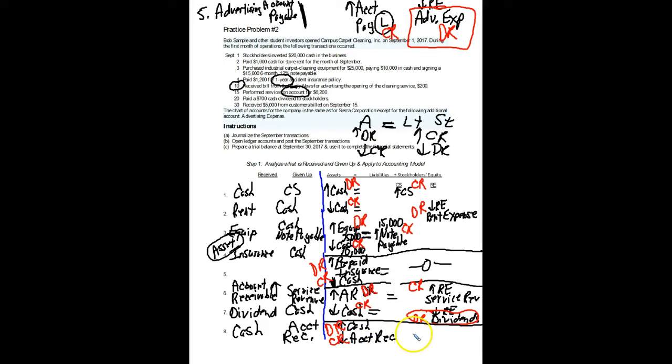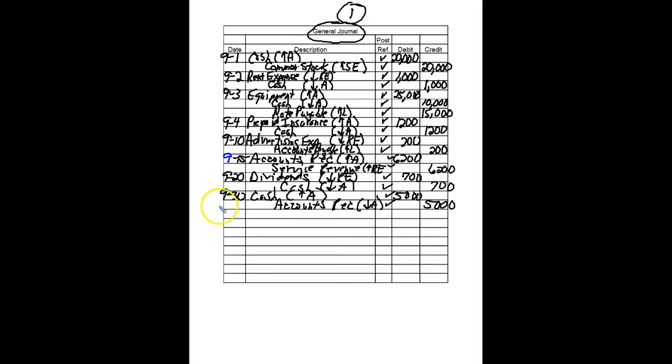So nothing happens on the other side of the equation. Nothing happens to liabilities and stockholders' equity. Cash is going up, that's an asset, assign a debit. Accounts receivable goes down, that's an asset going down, assign a credit. So I debit cash, credit accounts receivable. So on the 30th, we debit cash, causing assets to go up. We credit accounts receivable, causing assets to go down, $5,000.